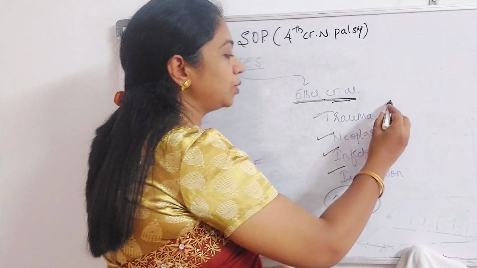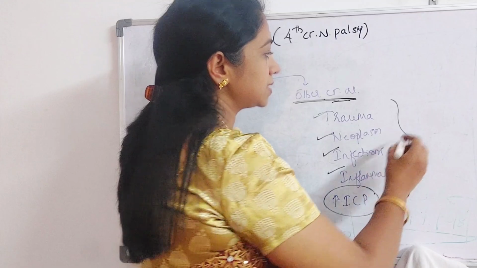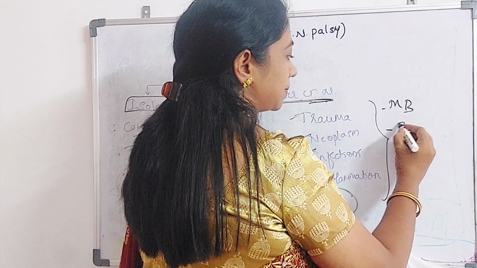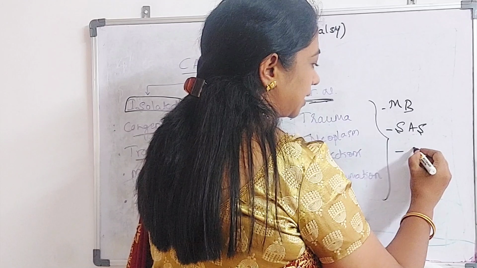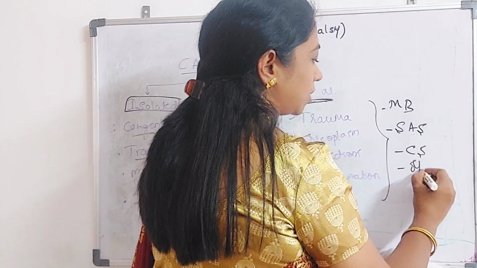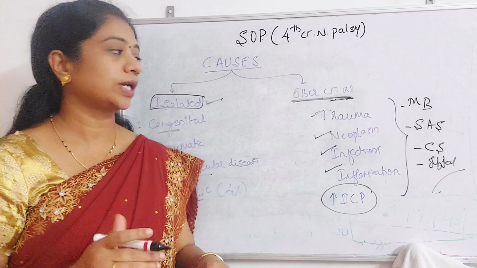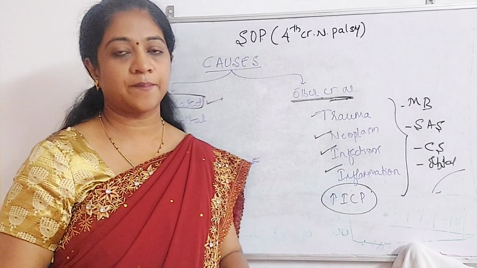But here you will have to locate where exactly the lesion is. The lesion can be at the midbrain, or it can be at the subarachnoid space, or it can be in the cavernous sinus, or it can be intraorbital. So depending upon other associated signs, you can locate the lesion to one of these areas.